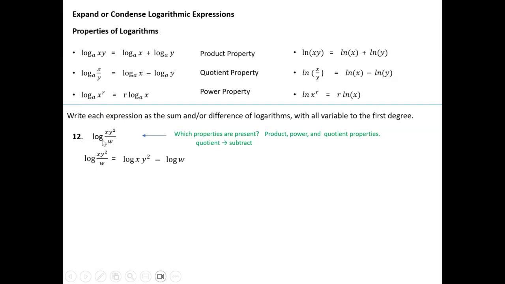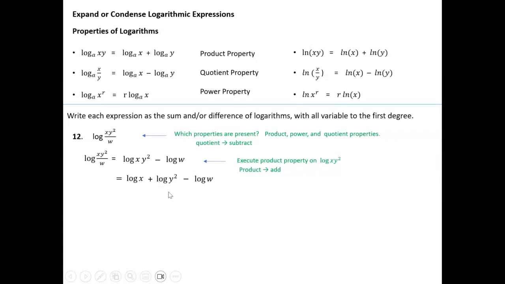Also, if you notice, we don't have a log base there. If there's no base written, it's base 10. We just leave it with no base because it's a rule that if there's no base, it's base 10. And then we're going to apply the product rule here. So it's going to be log of x plus log of y squared minus log of w.